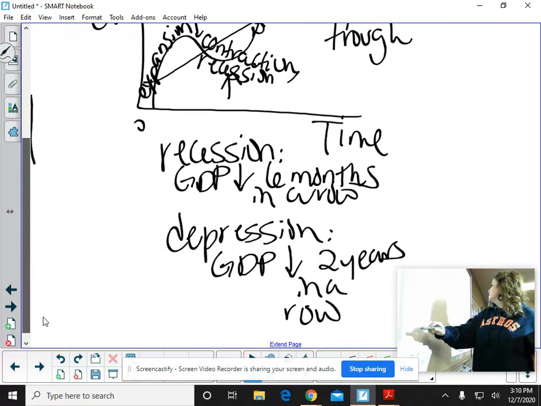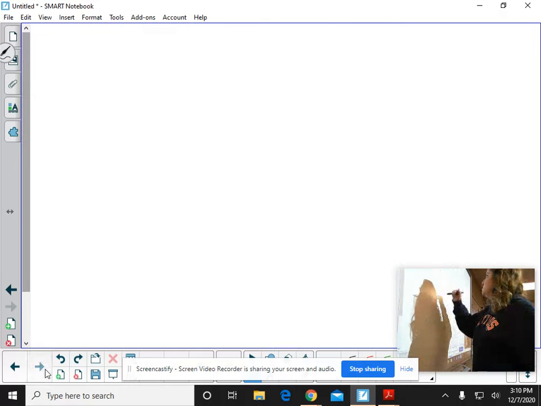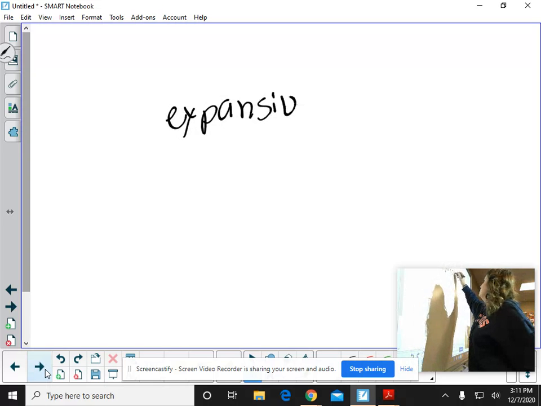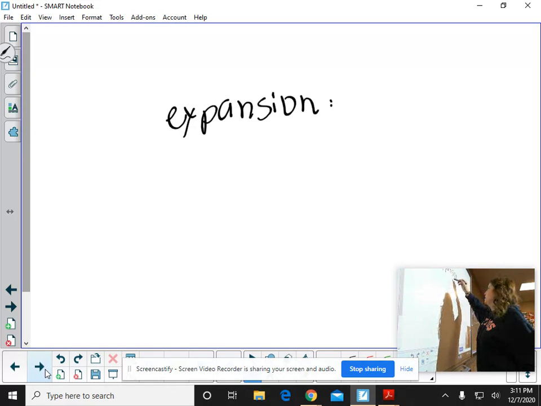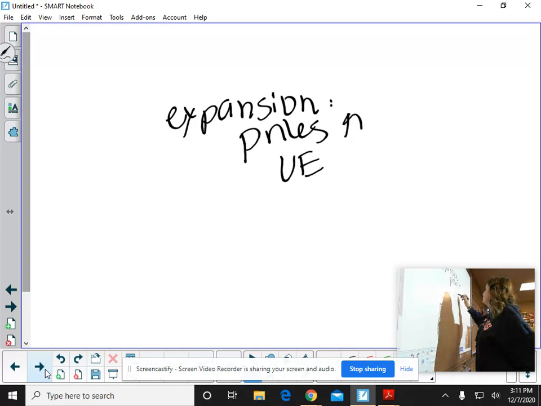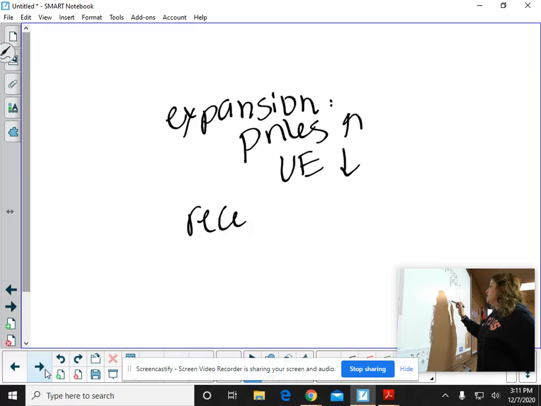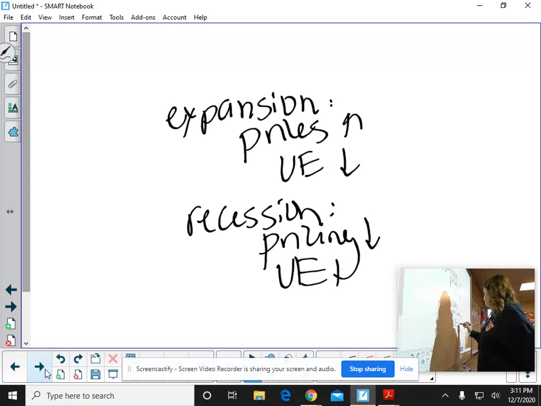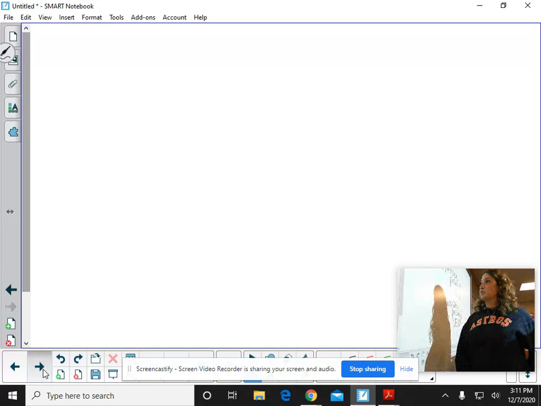A couple things just of what happens in each of these little sections. So in a period of expansion, there's more spending, prices are going up, unemployment is going down, but in a period of recession, it's just the opposite. Prices are falling, and unemployment is going up. So that's the big two things that you need to remember. Not only is GDP going up and down, but prices and unemployment are also changing in those times. All right, so that's the business cycle.